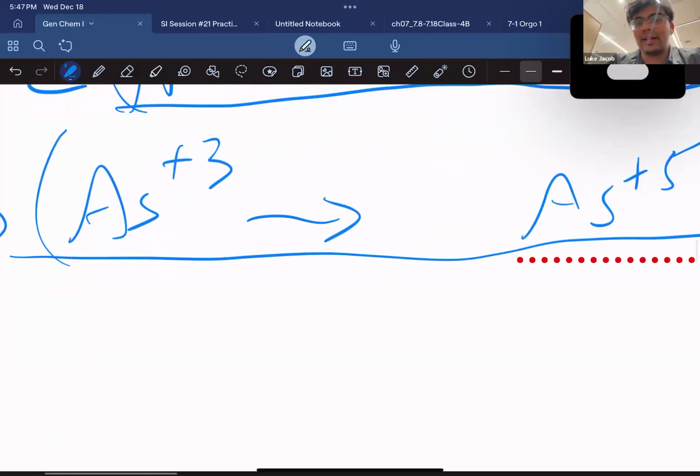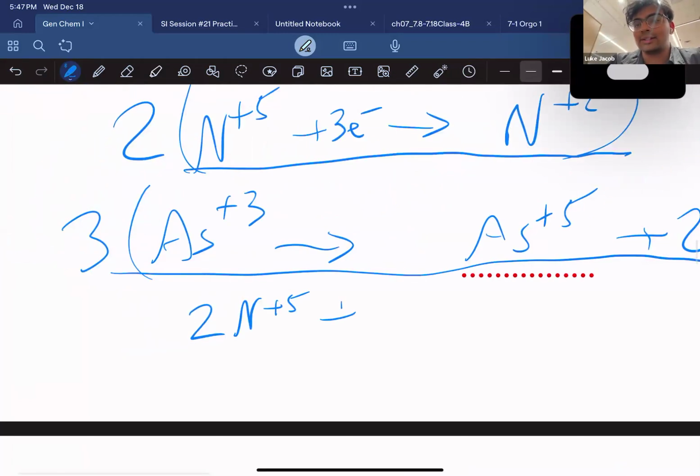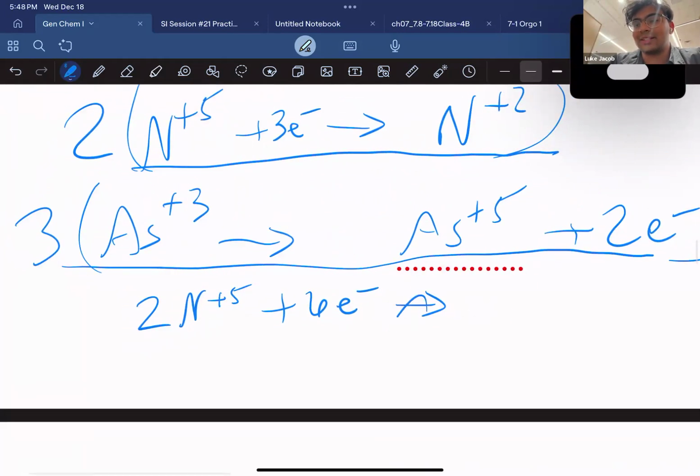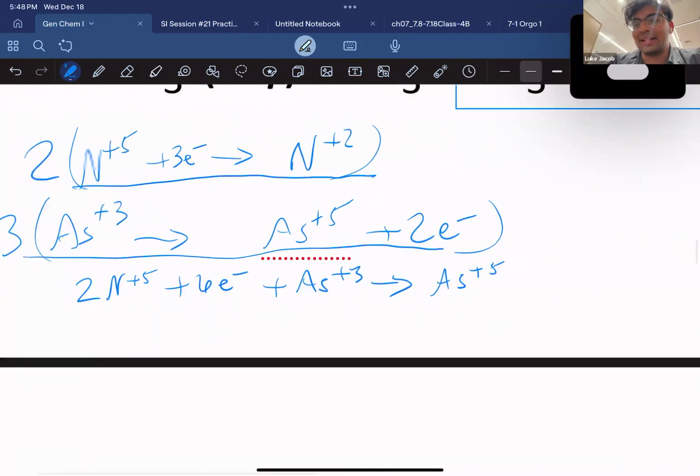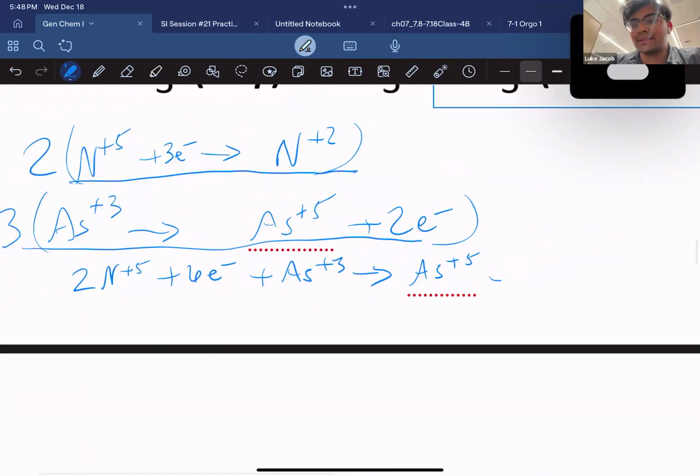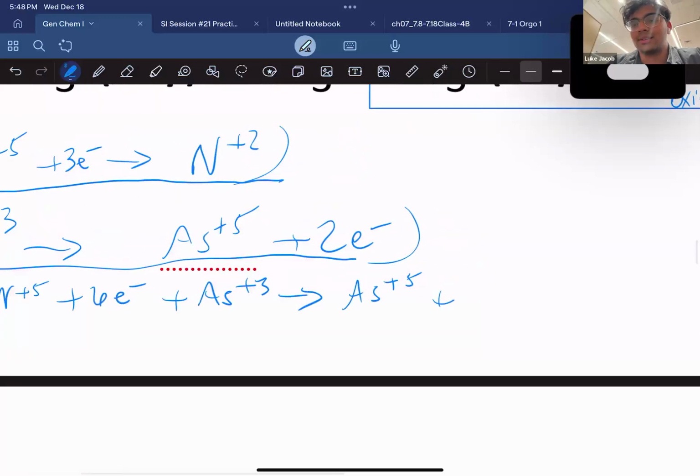And so then what happens is you get N +5 plus 6 electrons yields, or sorry, plus As +3. If this is confusing you guys, then I will move on. But I think that if you guys actually try practicing this, all these oxidation questions wouldn't be as overwhelming.